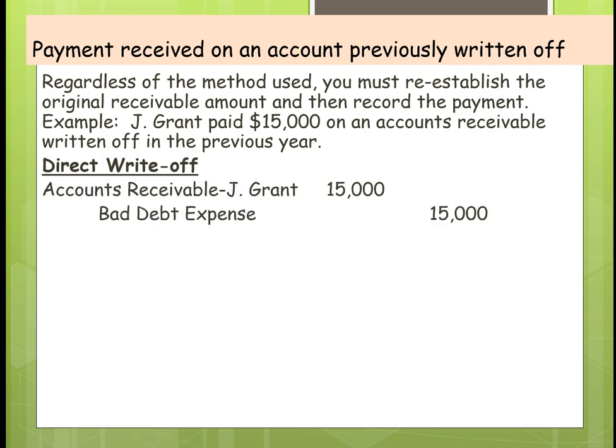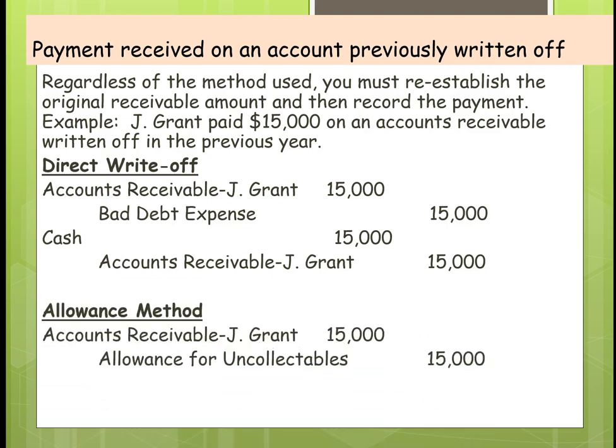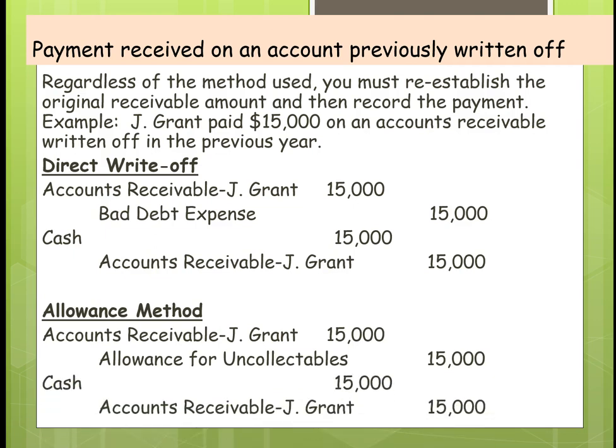The direct write-off method, we'd establish the accounts receivable, credit bad debt expense, and then we'd show the payment. This means we have a trail. For the allowance method, we would record the accounts receivable, adjust allowance for uncollectible, and then book the cash. That ends this presentation, part 1.